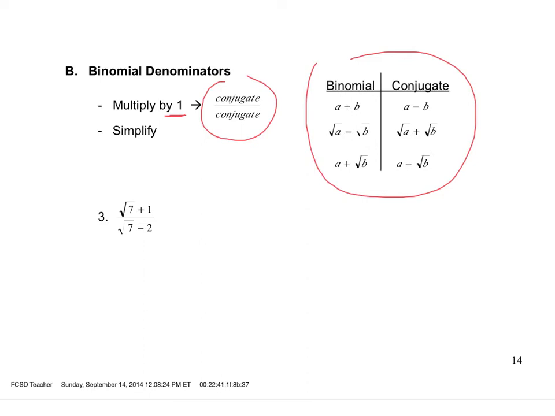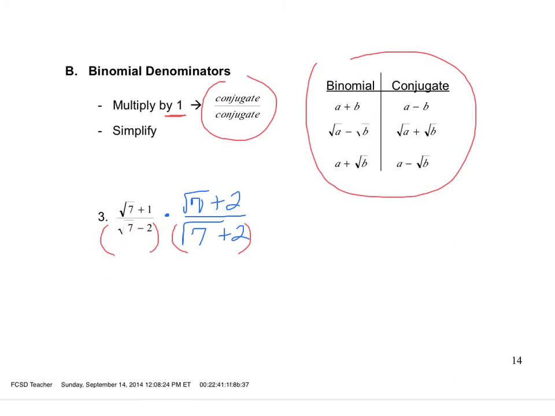All right, let's take a look at this. I have a radical in the denominator and it's actually a binomial. So I have to multiply top and bottom by the conjugate. Well, the conjugate of radical 7 minus 2 is going to be radical 7 plus 2. Now, the object of the game when multiplying by the conjugate is you want to make sure that you have dots in the denominator. And if you take a look at the denominator, you actually do have dots.